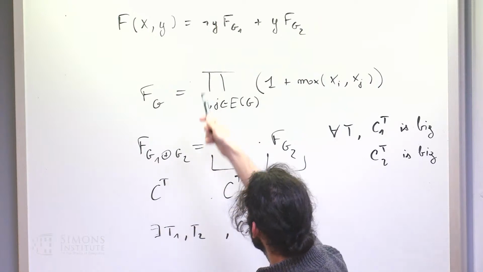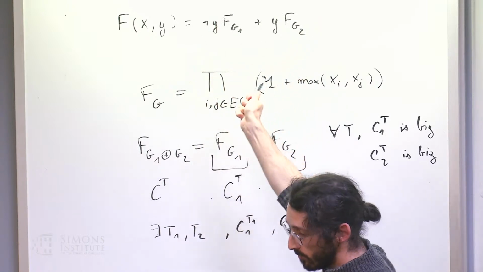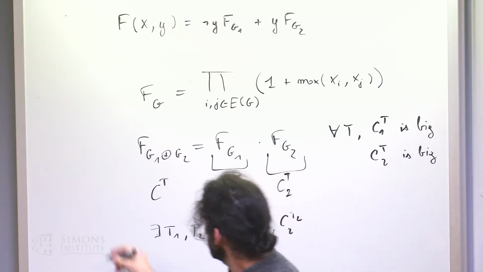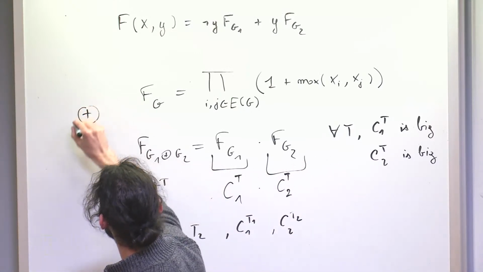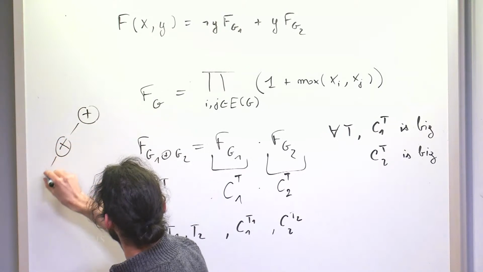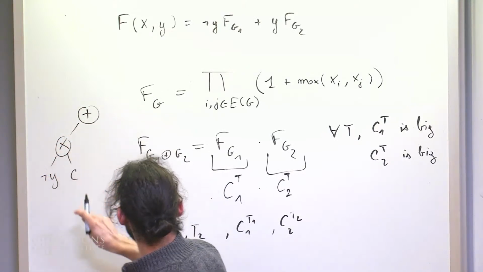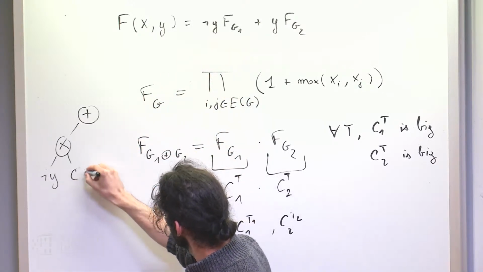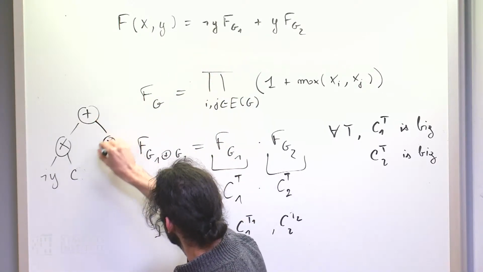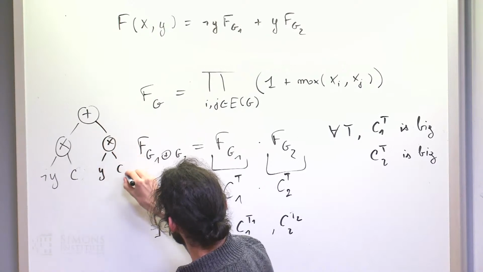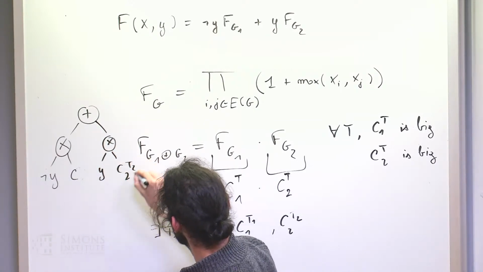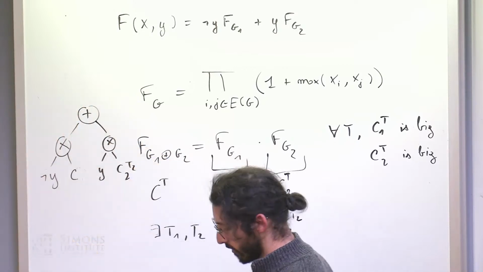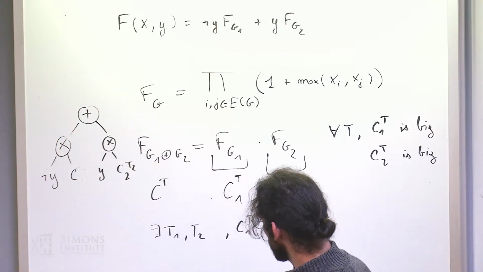Well, I claim that that thing admits small decomposable arithmetic circuits. That's quite easy to see. You just take a plus gate on top, you have a product gate here, and then you put the small circuit for your function f_G1, and on the other side, you put the small circuit for f_G2. So this is decomposable, this is decomposable, the whole thing is decomposable. It is a small circuit.